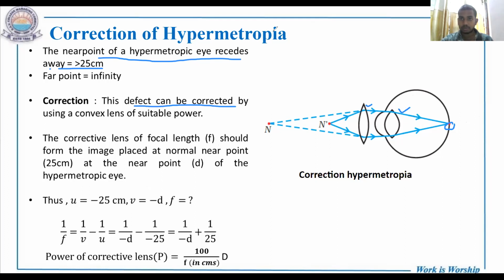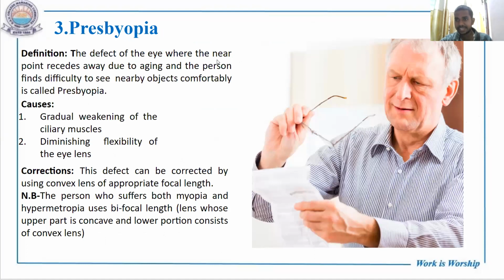Is this part clear to everyone? Yes, sir. Now let us move to presbyopia. In Odia, it is called chalisa. Chalisa means reaching the age of 40 and being unable to read. The defect of the eye where the near point recedes away due to aging and the person finds difficulty seeing nearby objects comfortably is called presbyopia.